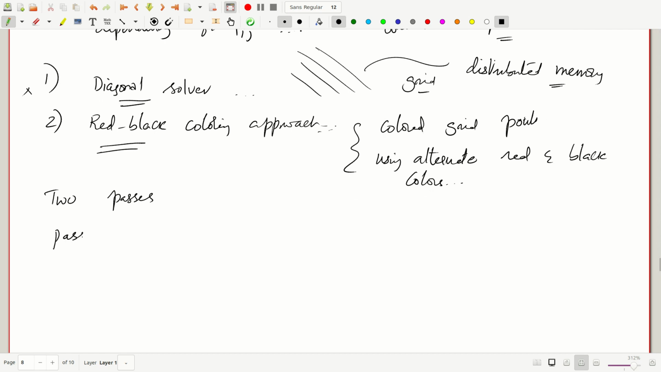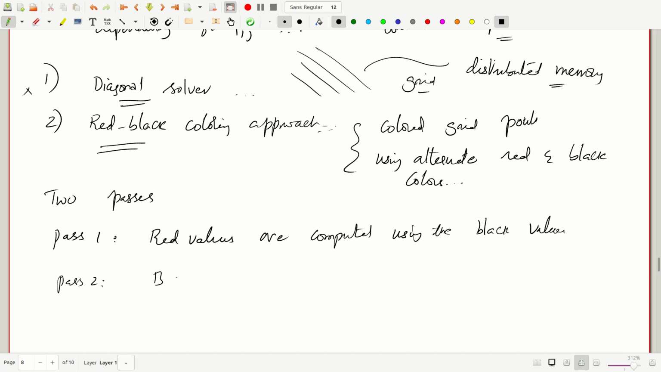So pass 1 is basically where the red values are computed using the black values, right? And then pass 2 is where the black values are calculated using the red values. Okay, so that's what we have.